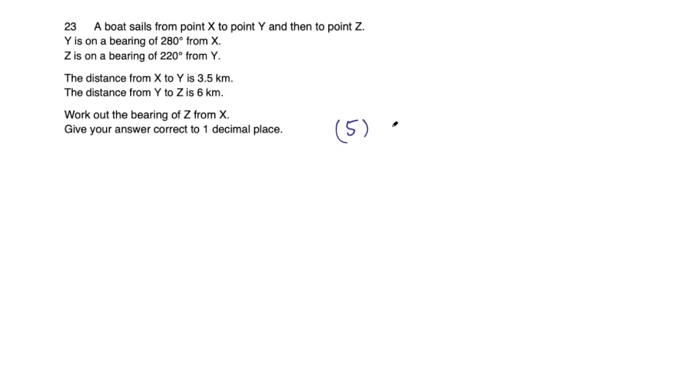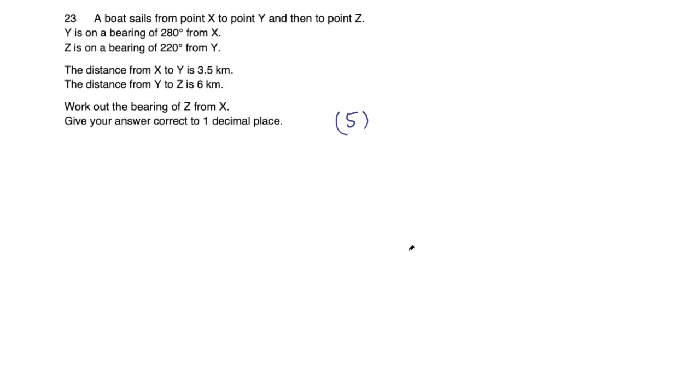Here is a fairly tricky bearings question, and no diagram with this one, so you're going to have to draw the diagram yourself. Question 23 says a boat sails from point X to point Y and then to point Z. Y is on a bearing of 280 degrees from X. Z is on a bearing of 220 degrees from Y. The distance from X to Y is 3.5 kilometers. The distance from Y to Z is 6 kilometers. Work out the bearing of Z from X. Give your answer correct to 1 decimal place.